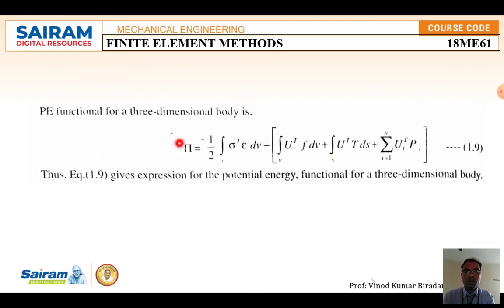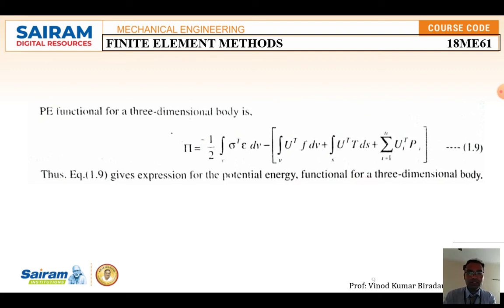So the potential energy function Pi is equal to half of the integration over the entire body of sigma transpose epsilon dV, minus the terms due to the body force, the traction force, and the point load. Give this equation number 1, and this equation is called the potential energy function for a 3D elastic body, that is, the expression for the potential energy function for a three-dimensional body. I think you understand this.